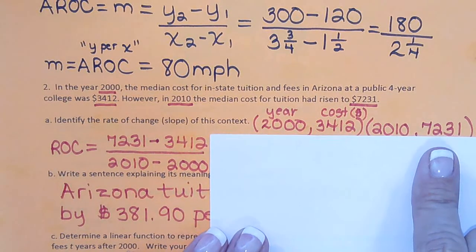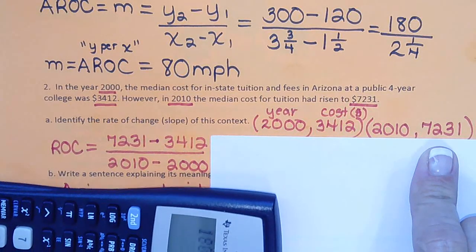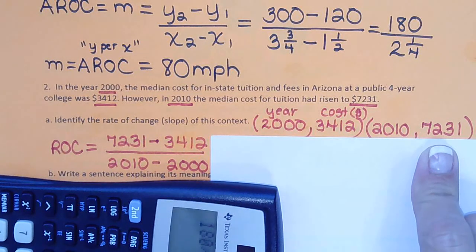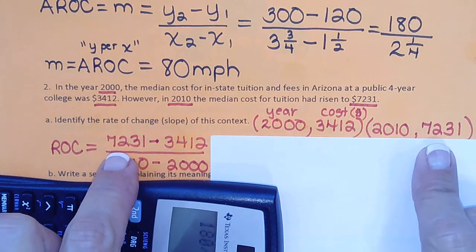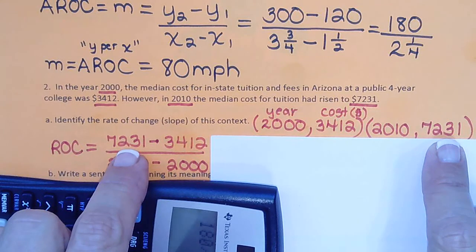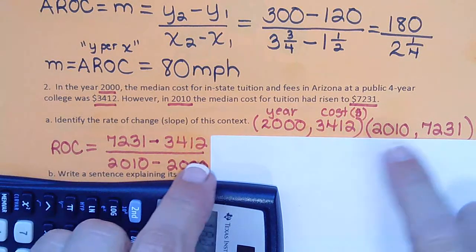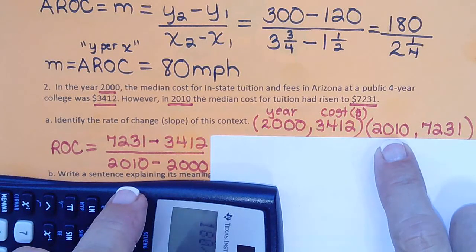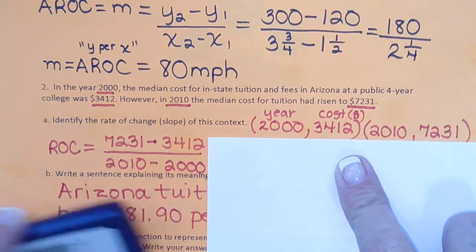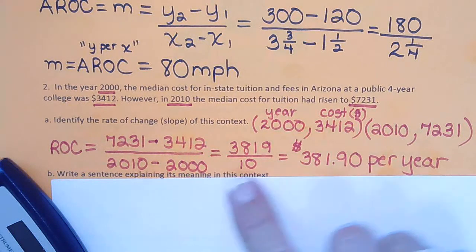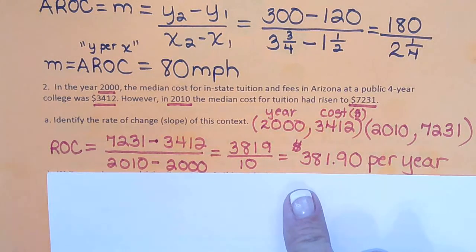And so second y, I'm hiding this from you. I wrote it and then the video stopped. Please tell me it's not going to break. So I had to start the new video. So second y, 72.31 minus the first y, 3,412 over second x, 2010 minus the first x, 2,000. And then when we subtract that, we get 3,819 over 2010 minus 2,000 is 10.